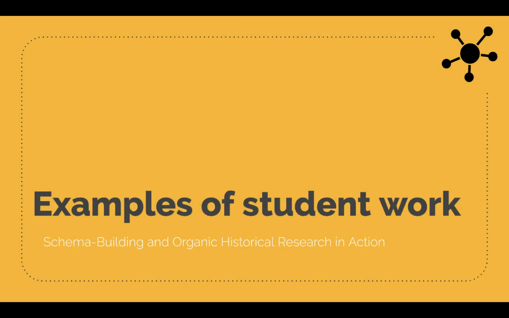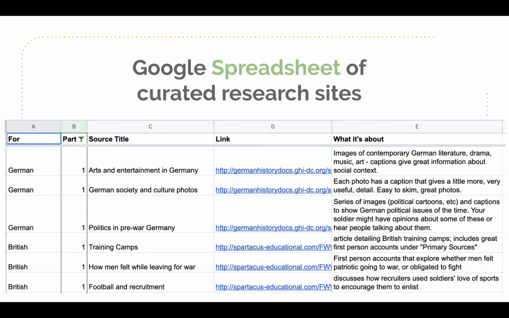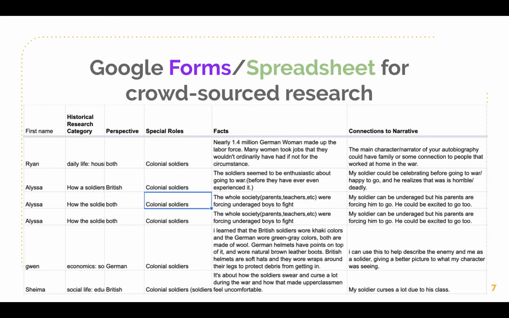Here's some student work of the schema building and organic historical research in action. Step 1 was that we curated a bunch of different research sites around World War I, and we annotated them with very brief descriptions so that they were easier for students to skim through, and students could click on any sites that were interesting to them. Then students submitted a Google form for homework where all they had to do was look through one site, choose one fact, and brainstorm how it could connect to the narrative.